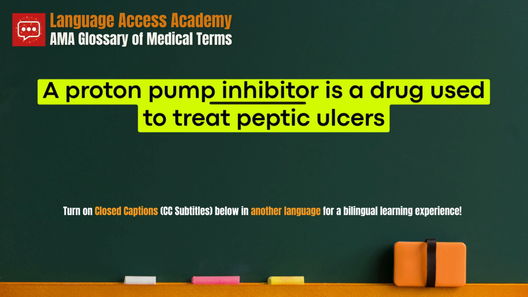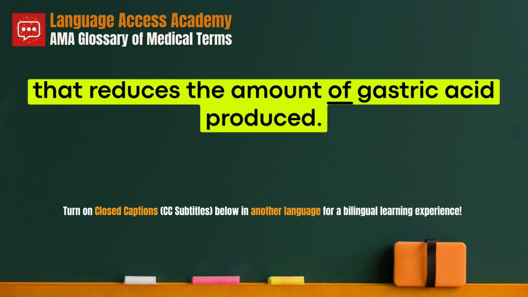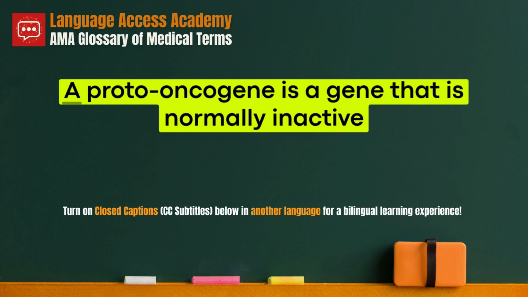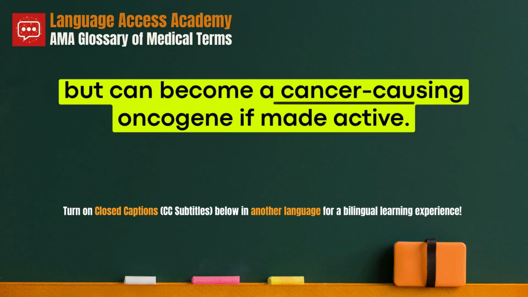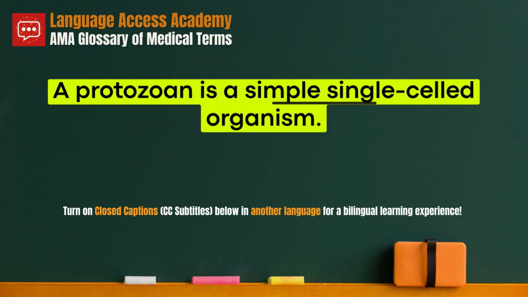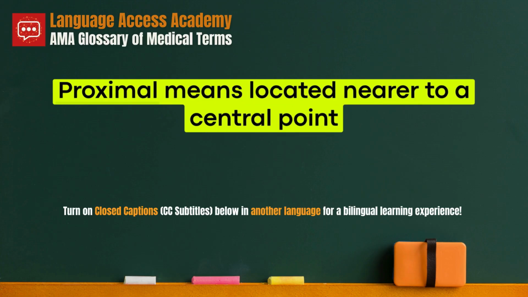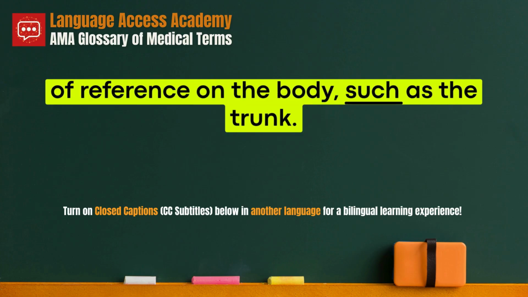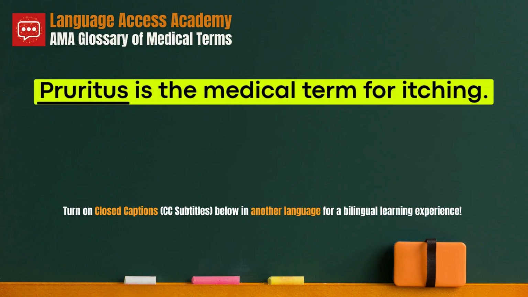A proton pump inhibitor is a drug used to treat peptic ulcers that reduces the amount of gastric acid produced. A proto-oncogene is a gene that is normally inactive but can become a cancer-causing oncogene if made active. A protozoan is a simple, single-celled organism. Proximal means located nearer to a central point of reference on the body, such as the trunk. Pruritus is the medical term for itching.